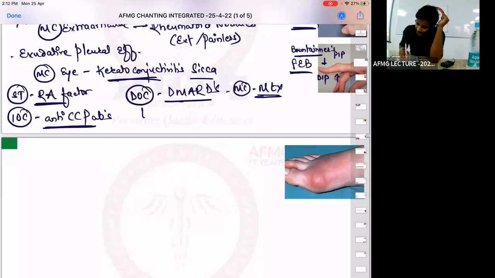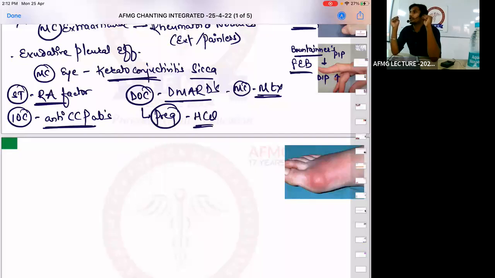So as we know, if a pregnant female comes to you with complaints of rheumatoid arthritis, definitely methotrexate cannot be given because it will kill the fetus. Therefore, in pregnancy, the drug of choice would be hydroxychloroquine. So the DMARD of choice in pregnancy is hydroxychloroquine. Otherwise, the DMARD of choice is methotrexate.